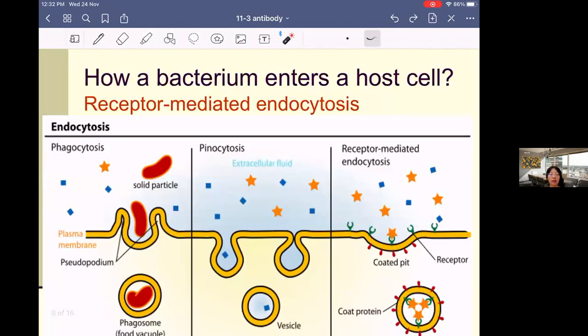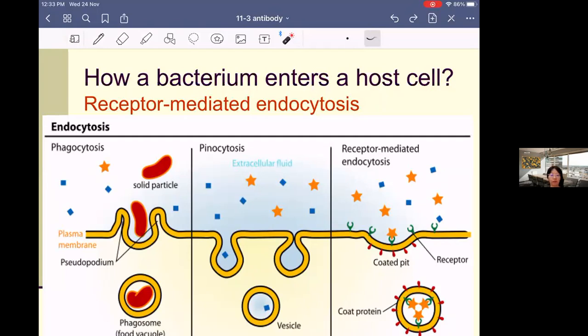Now, how a bacterium enters a host cell. Remember when you learn about phagocytosis, you learn that first is chemotaxis, right? The phagocyte will move towards the bacteria because of certain chemicals that are secreted around here. So what are the chemicals that are secreted around here? Can you give me three different kinds of chemicals that can cause chemotaxis?